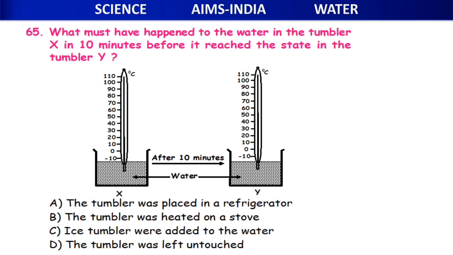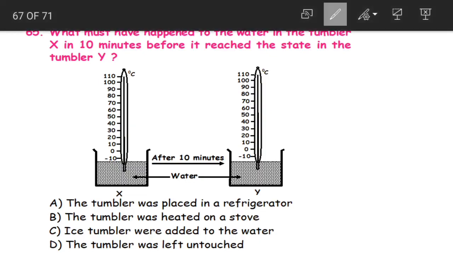65th question. What must have happened to the water in the tumbler X in 10 minutes before it reached the state in the tumbler Y? See here, this is X children, X tumbler and Y tumbler, and there is water, and we are calculating the water. Calculating in the sense, we are just testing the temperature of the water here. See the thermometer here and here also. Inside this, the level of heat is shown until this area. Here the level of temperature is shown until this area. Initially, in the beginning stage, it was like this. After 10 minutes the water temperature has increased to this level.